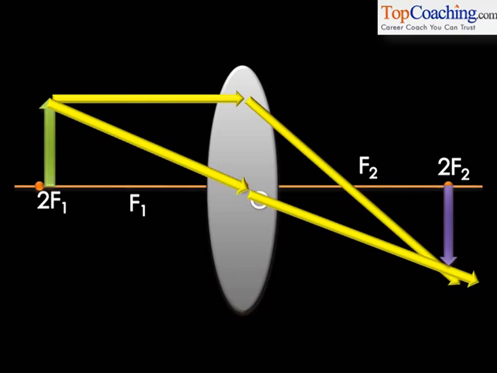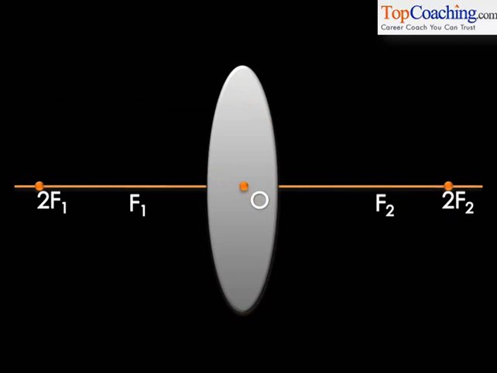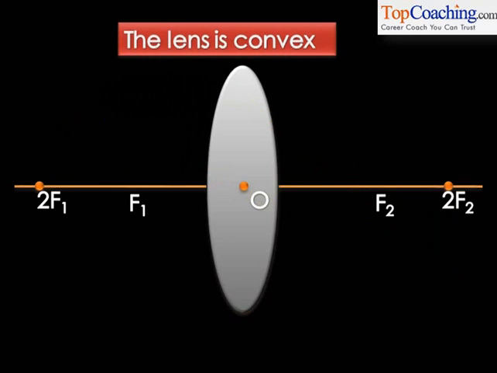So the point B must be at 2f1, because when the object is placed at point B, an inverted image is formed and it has a size equal to the size of the object. Therefore, you can say that the lens is convex. This is point A between f1 and O, and this is point B at 2f1, isn't it? So there you go. These are the locations of point A and point B.